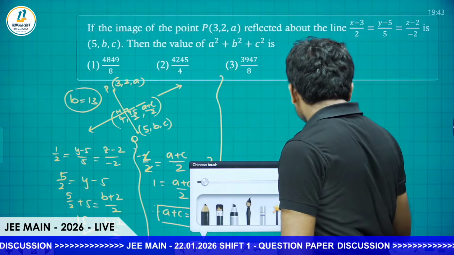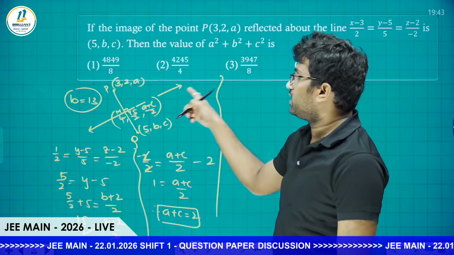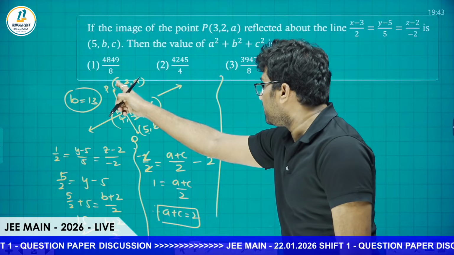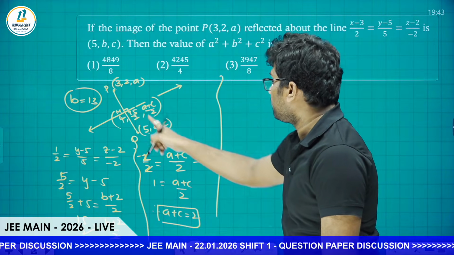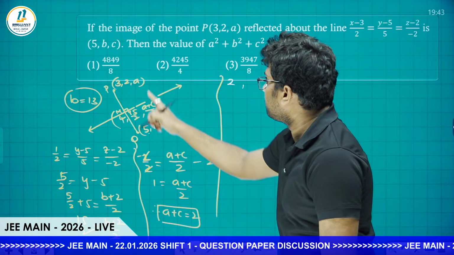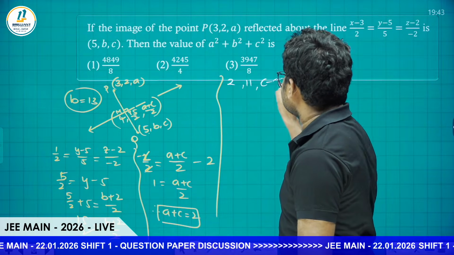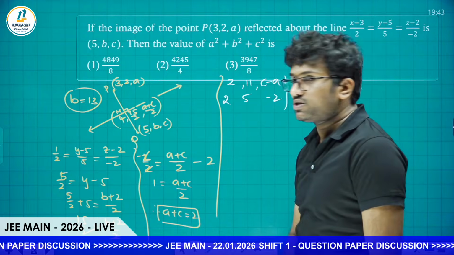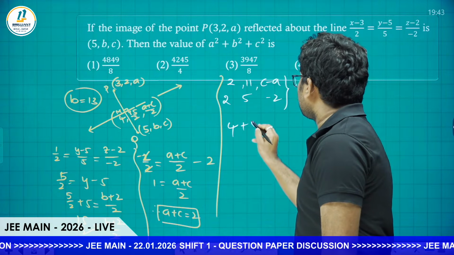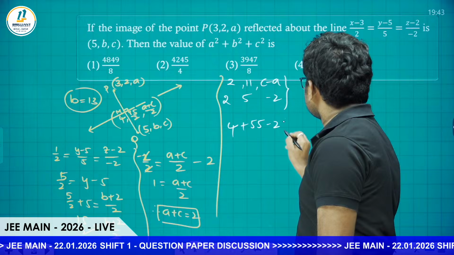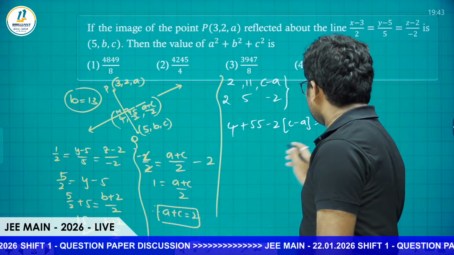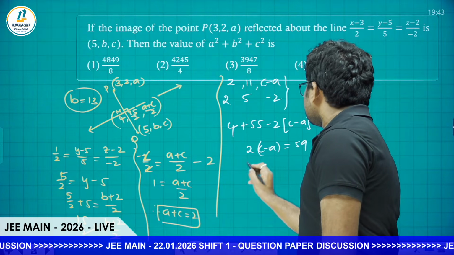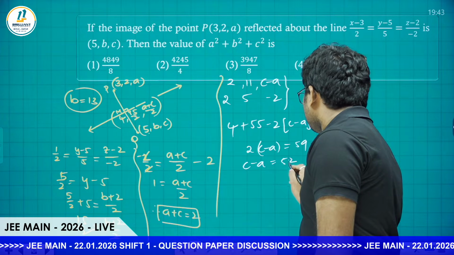For that, we use that this PQ is perpendicular to the given line. So the dot product of the direction ratios should be equal to 0. That means the direction ratios of PQ are 5 minus 3 = 2, comma 13 minus 2 = 11, comma c minus a, and the direction ratios of the given line we have 2, 5, minus 2. So the dot product of these two should be 0. 2 twos are 4, plus 55, minus 2 times (c minus a) is equal to 0. So 2 times (c minus a) is equal to 59. c minus a is equal to 59 by 2.